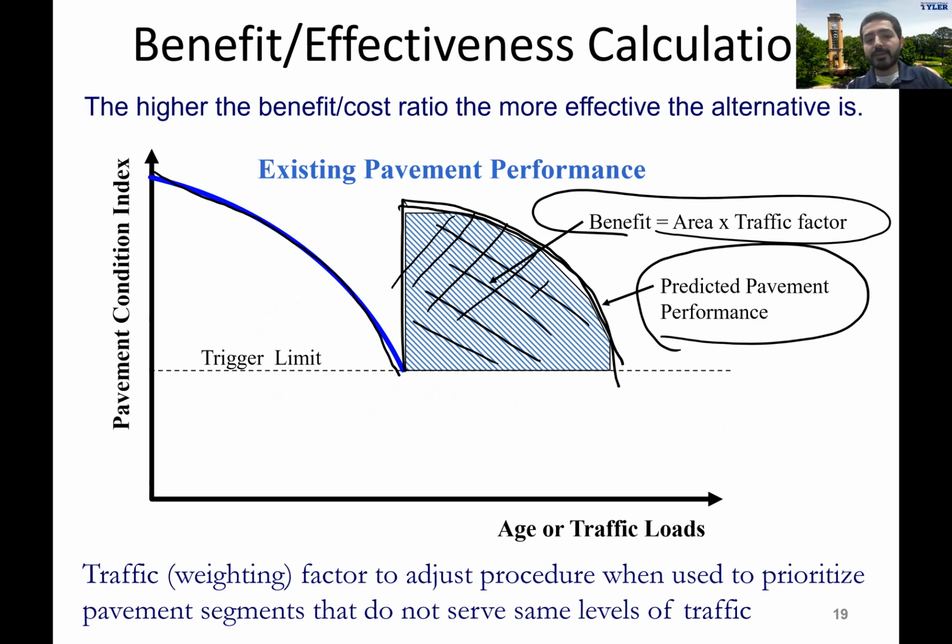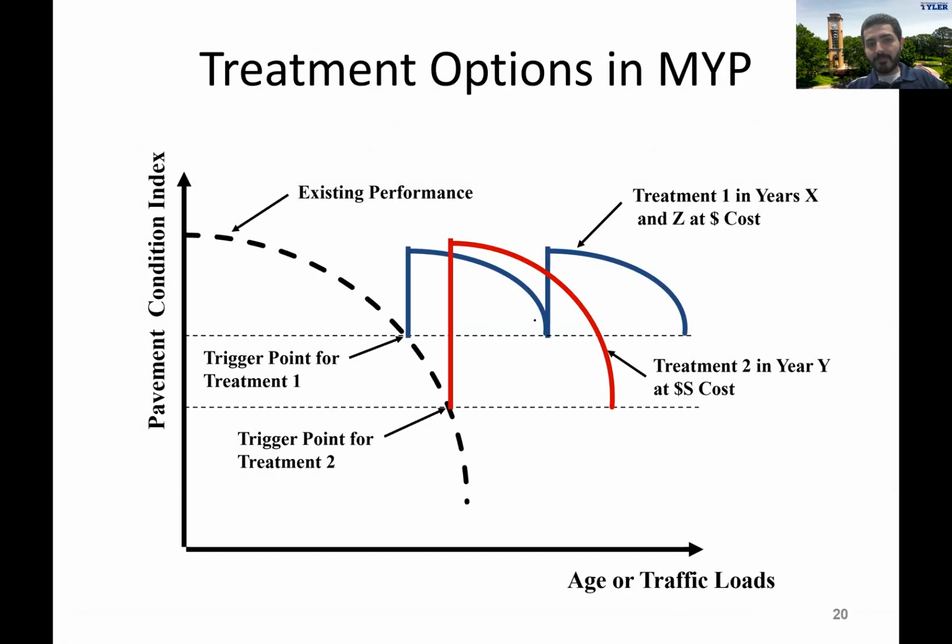So the traffic factor here is going to act as a weighing factor in order to adjust the procedure when we use it now to prioritize pavement segments that are handling much more traffic compared to sections that are handling less traffic. This is a clear example of what I was referring to.